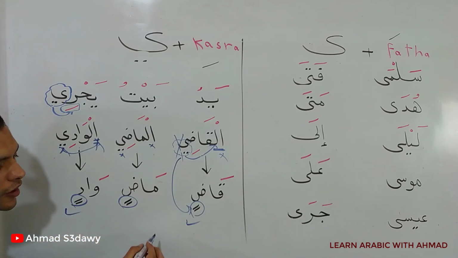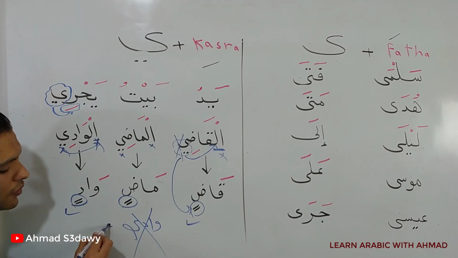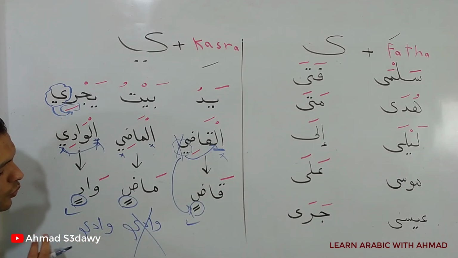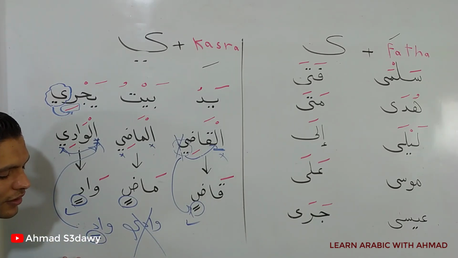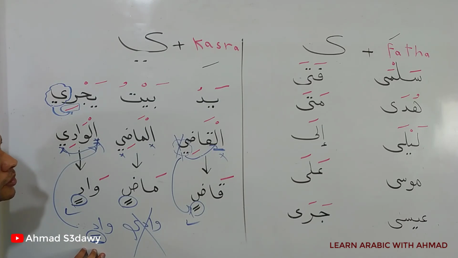So if you find any Arab saying wadi, tell him you're wrong. You can never ever say wadi. Why? Because ya should stay in the presence of alif and lam. There is no alif and lam here. You have to delete this ya, and you have to make sure that the tanween is with kasra, not tanween with dhamma or tanween with fatha. Tanween with kasra takes the upper hand.